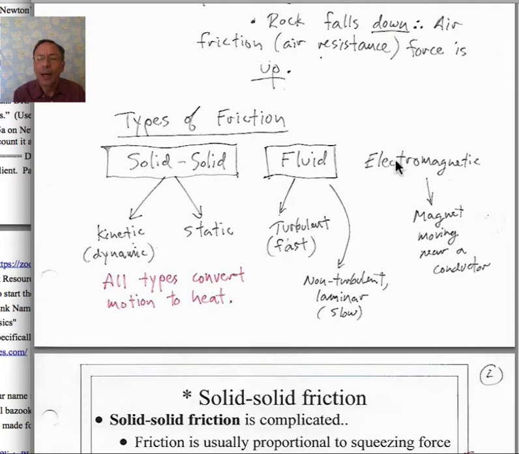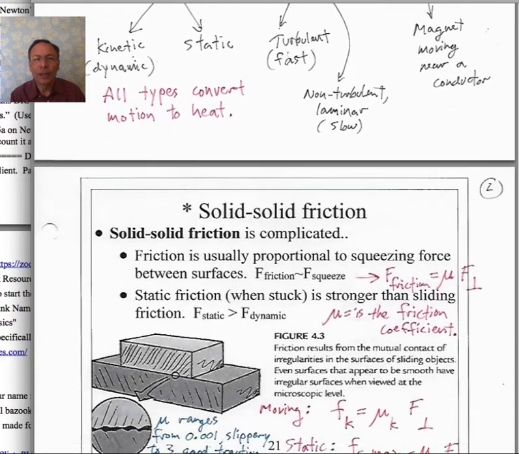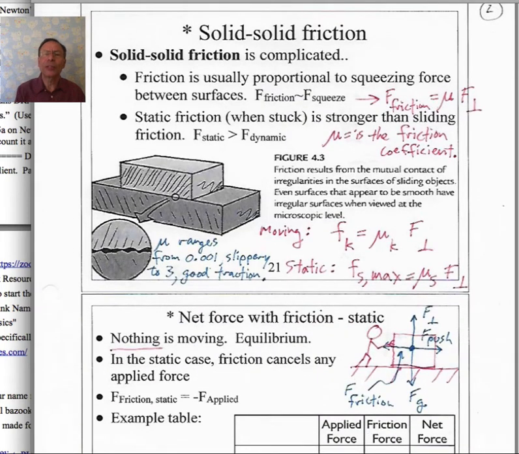And then finally, there's an interesting type of friction, electromagnetic, which has some practical uses. It gets used for damping the vibration of a scale and other mechanical things. So that's one more type of friction. Okay, so let's continue with the first sort of friction that I mentioned, solid against solid friction.